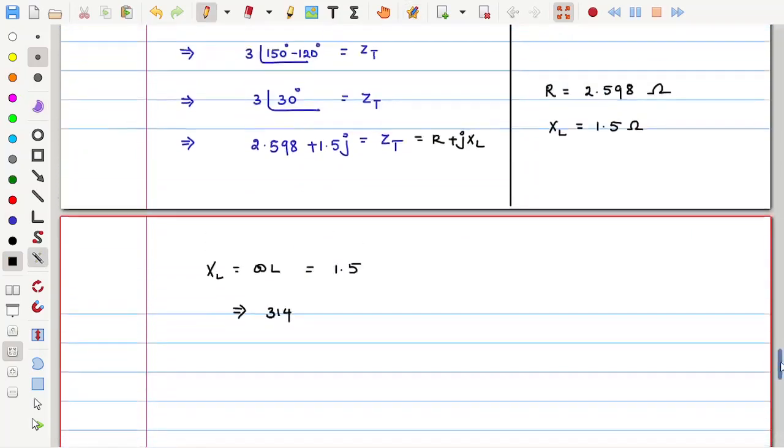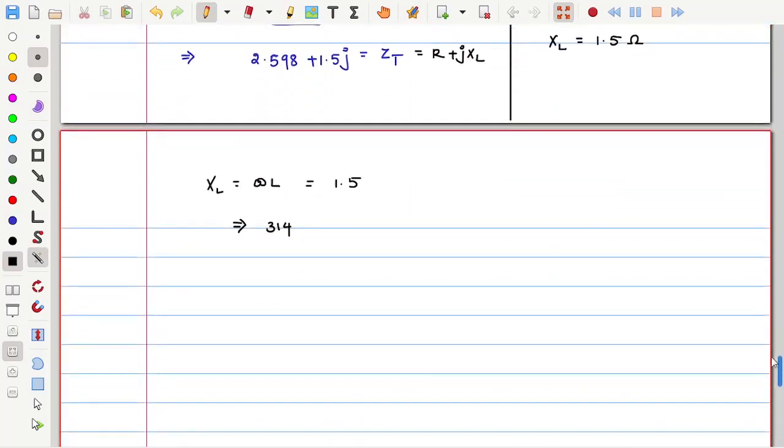So omega is 314. Is that 314? Yes, sir. So 314 into L is equal to 1.5. Now you can get the value of the inductance as L is equal to 1.5 by 314. How much will we get? 1.5 divided by 314 is the inductance value, which is equal to 4.77 into 10 power minus 3, so I can write it as millihenry.